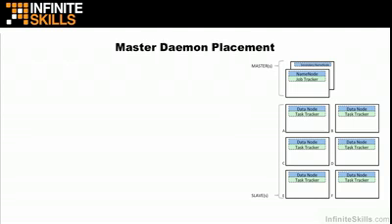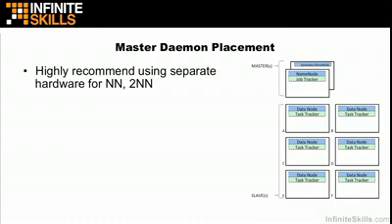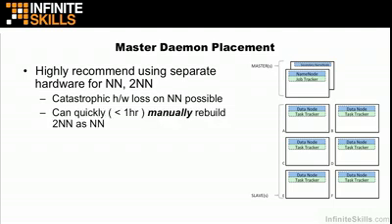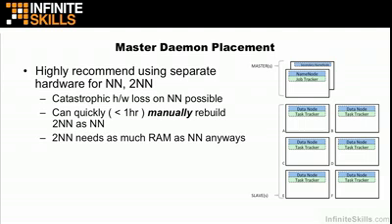When placing the master daemons, it's highly recommended that we use separate hardware for the name node and the secondary name node. This is because a catastrophic hardware failure on the name node is possible, and we want to be able to quickly rebuild the secondary name node as the name node. That secondary machine is going to need as much RAM as the name node anyways, so if you simply buy a second machine, you get all the flexibility of having redundant hardware, just in case you have that single failure on the name node machine.